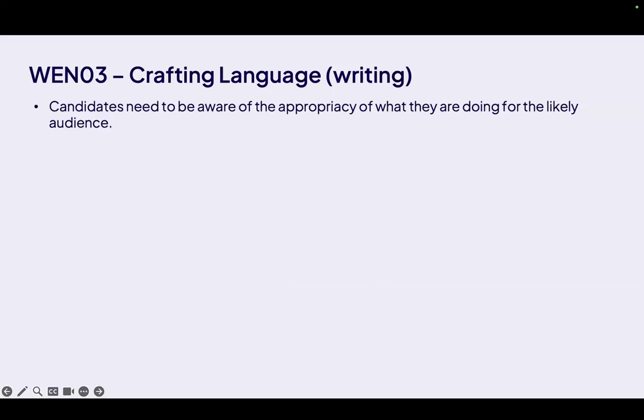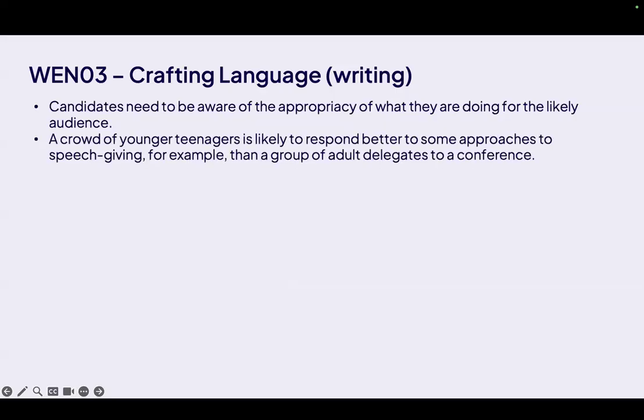They need to be aware of the appropriacy of what they're doing for the audience that they have chosen. So, for example, a crowd of younger teenagers is likely to respond better to some approaches to speech giving than a group of adult delegates to a conference. So the actual speech itself, how it's written and how it's directed towards the audience.